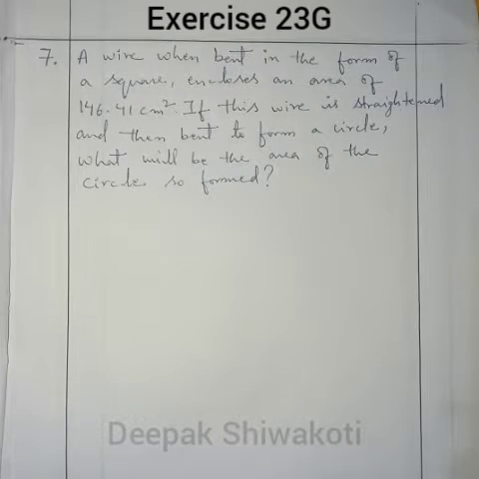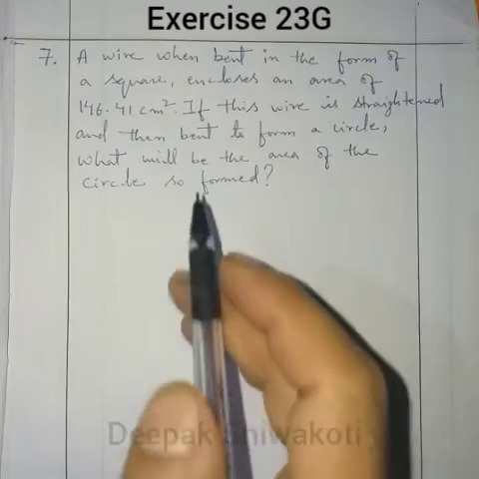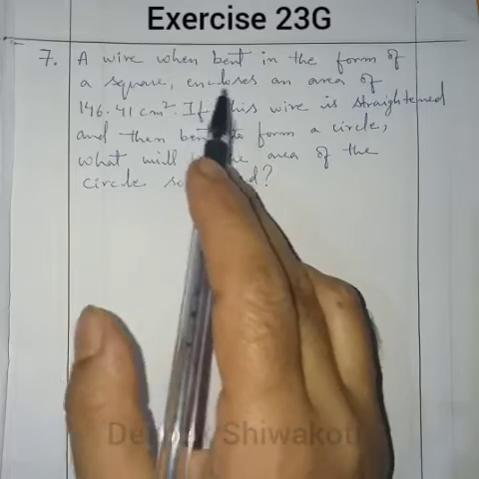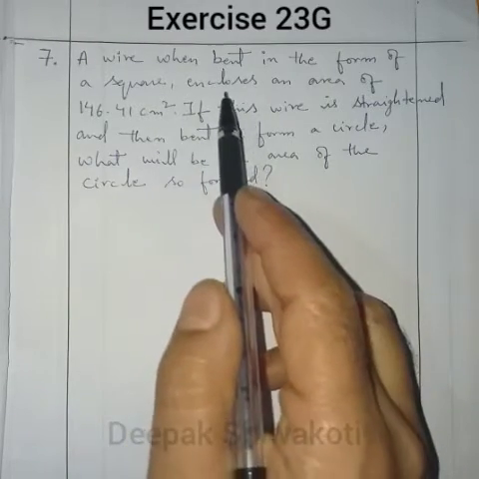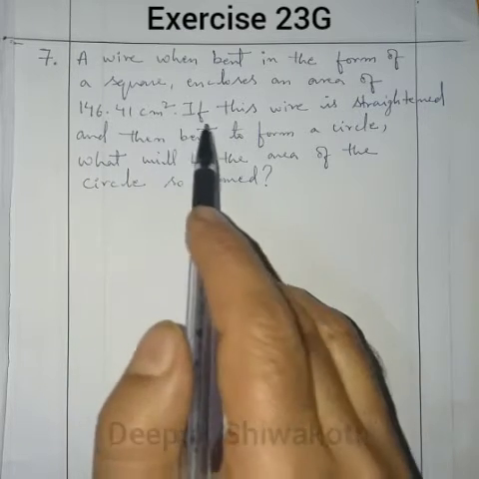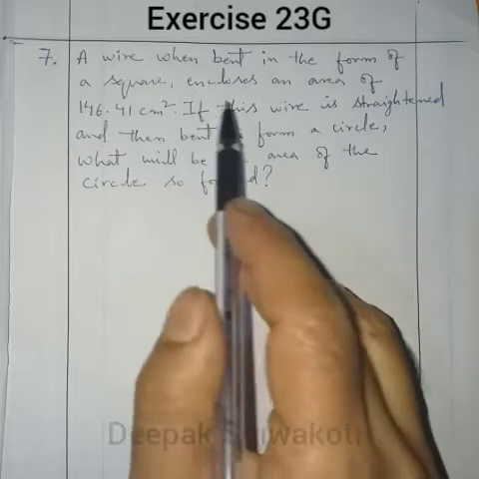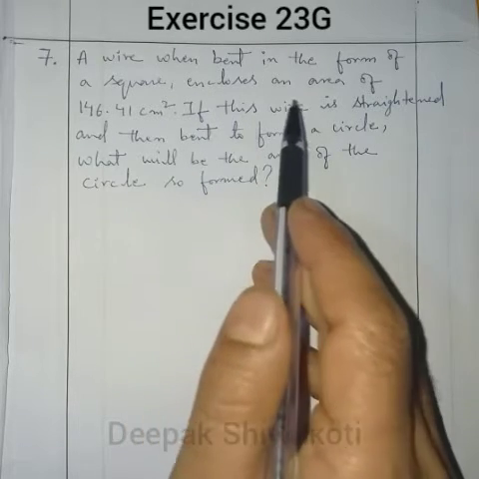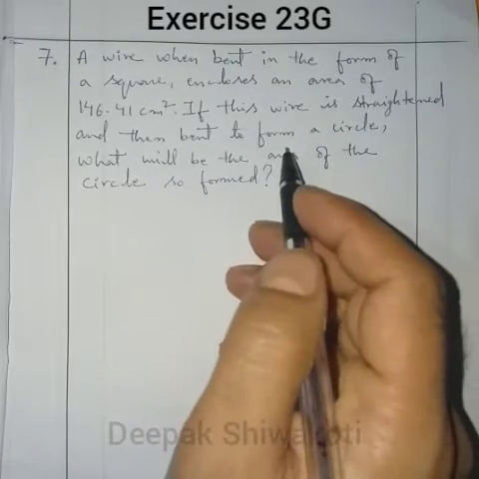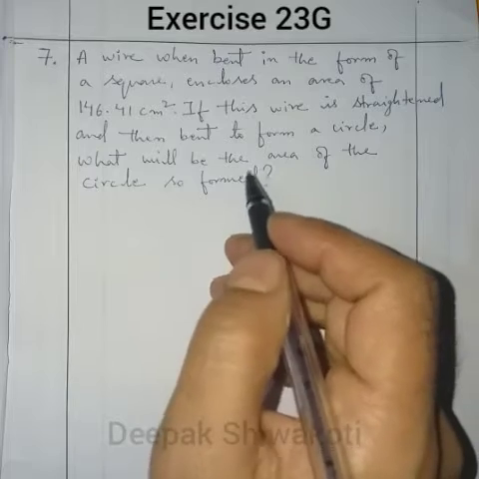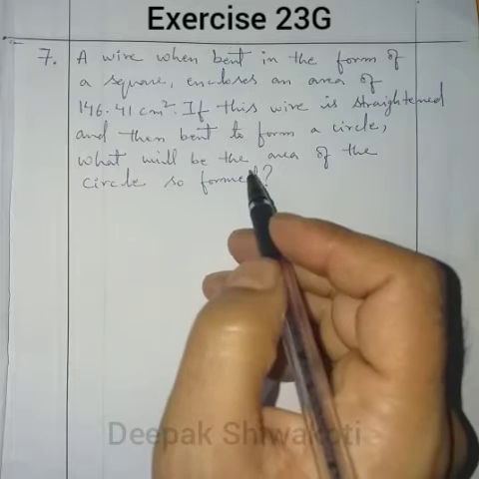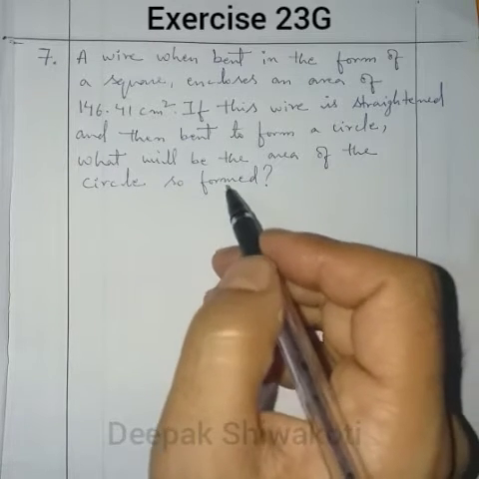Question number 7. A wire when bent in the form of a square encloses an area of 146.41 centimeter square. If this wire is straightened, after forming this square, and then bent to form a circle, the same wire being used to form a circle, what will be the area of the circle so formed? So we have to take out the area of that circle.